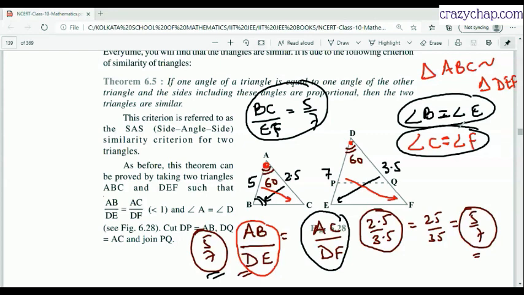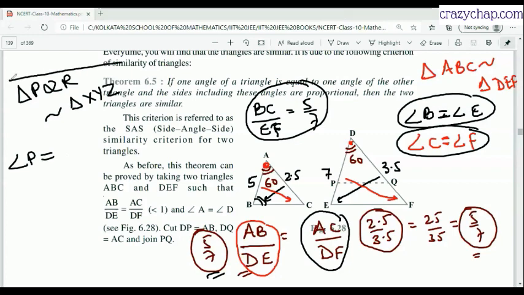One important point again, let me give you a question. If I say triangle PQR is similar to triangle XYZ, without looking at the figure, can you tell me angle P will be equal to which angle? If these two triangles are similar, then the first angle, angle P, will be equal to the first angle, angle X. That is how we represent.